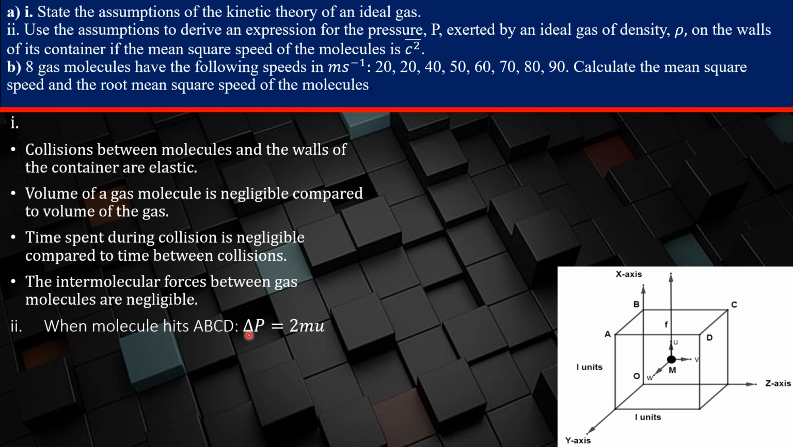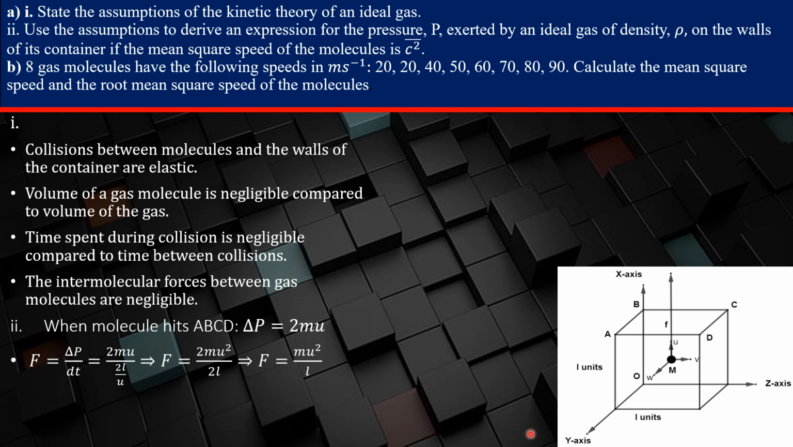When a molecule hits face ABCD, so it gets all the way and then hits this side, you realize that there's a change in momentum, right? And what's the change in momentum? Initial momentum, which is mu, minus final momentum, which is negative mu because it reverses the direction. So you have 2mu there. So our force is, according to Newton's second law, the time rate of change of momentum, so 2mu divided by time.